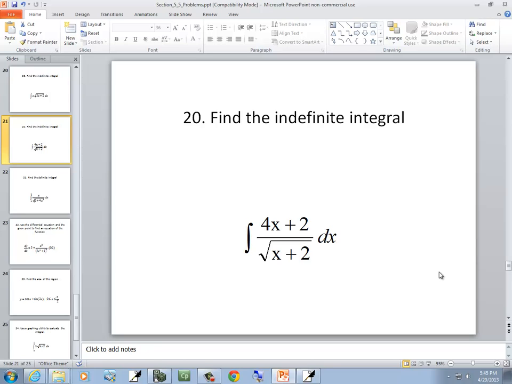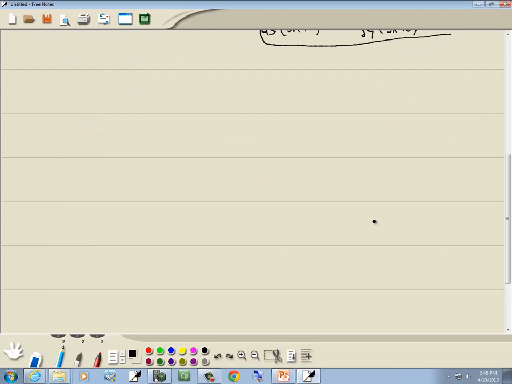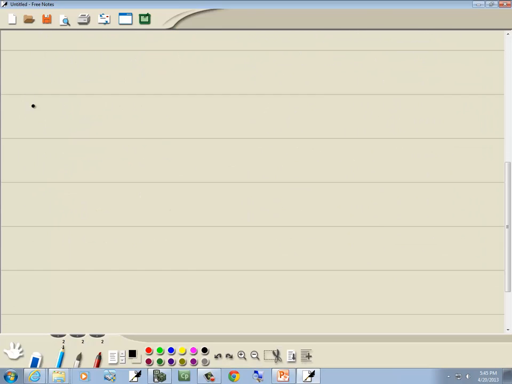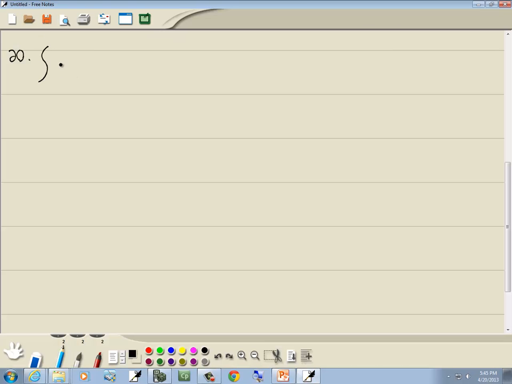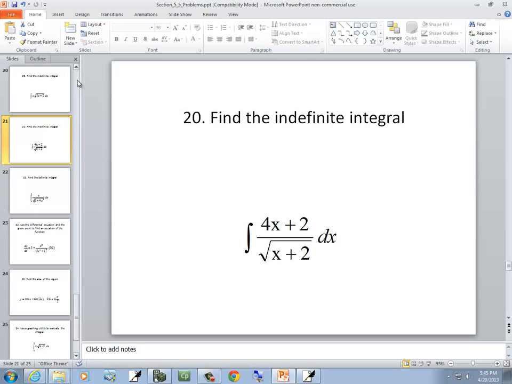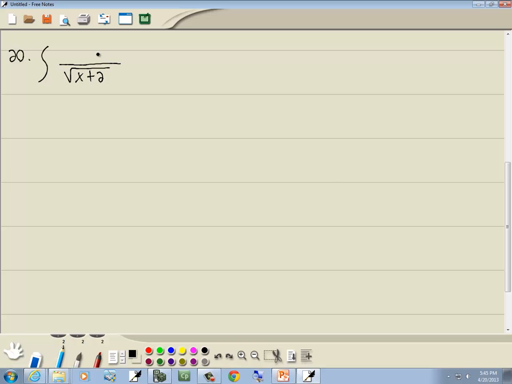Let's take a look at this one. Starting to wake up. Square root of x plus 2, then 4x plus 2 up on top, dx. Well, we've got a radical. Whenever we have a radical, let u equal what's inside the radical. So u is equal to x plus 2. The derivative of that, du, the derivative of x is 1, so we have 1 dx, or just dx.